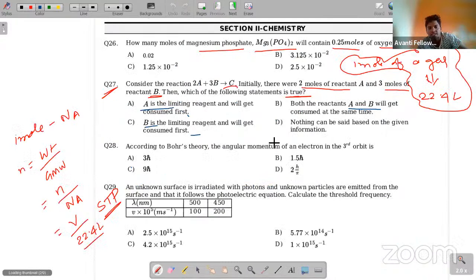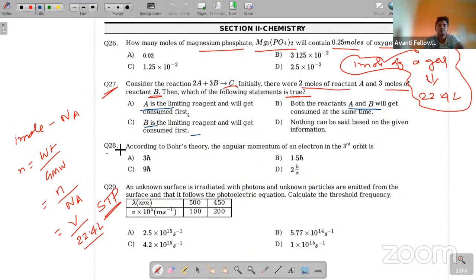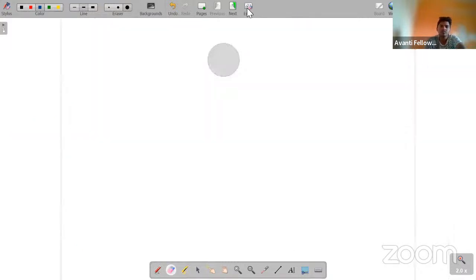Okay, now next one. According to Bohr's theory, the angular momentum of an electron in the third orbit. This is a very easy question in the complete question paper. According to Bohr's theory, I will erase everything. Just a minute.